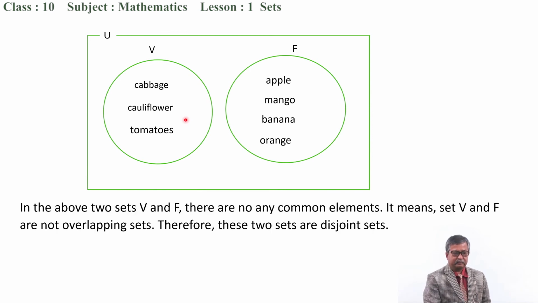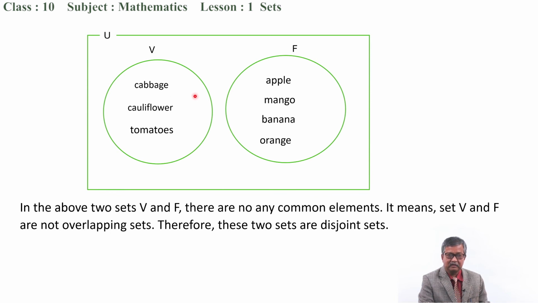Okay. So in the above two sets V and F, are any elements common? No. So there are no common elements in these two sets. It means set V and F are not overlapping sets. Then these two sets are disjoint sets. So therefore these two sets are disjoint sets.